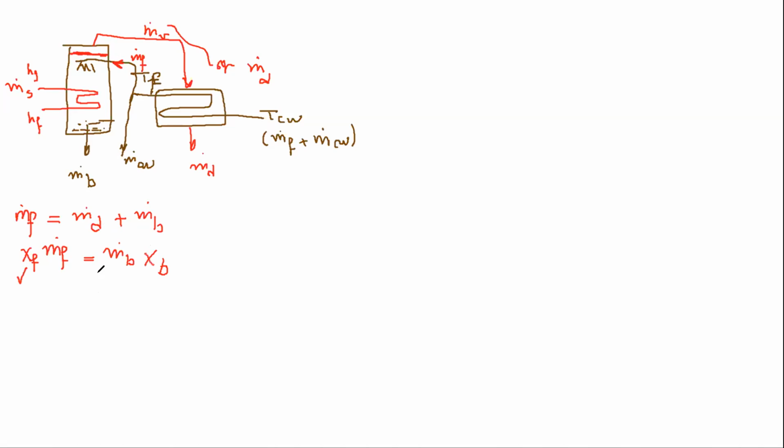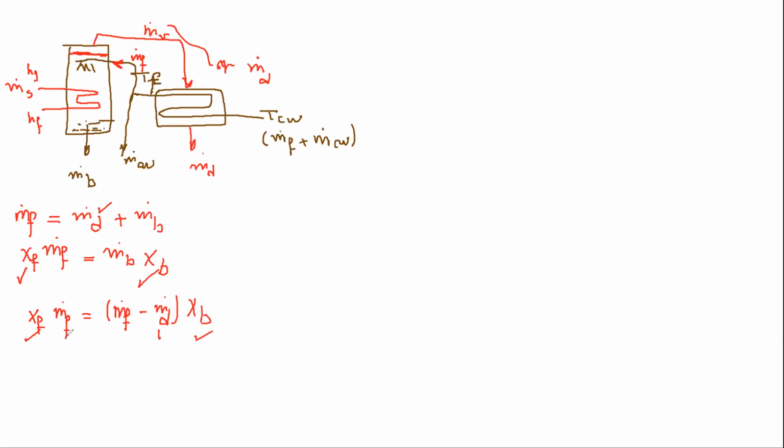So m dot B into XB. XB, we know it. It's given as 75,000 ppm. And we know the m dot distillate is 1 kilogram per second. So from here, simply what would I do? I would say that XF into m dot F is equal to m dot B, which is basically m dot F, I'm trying to eliminate it, minus m dot distillate into XB.